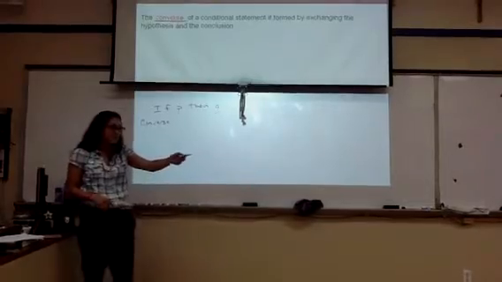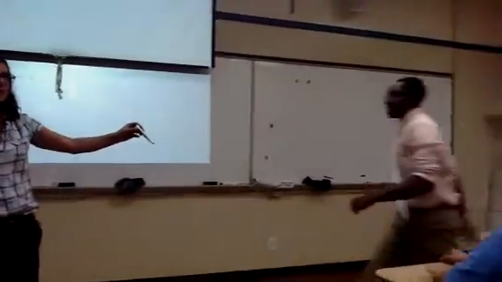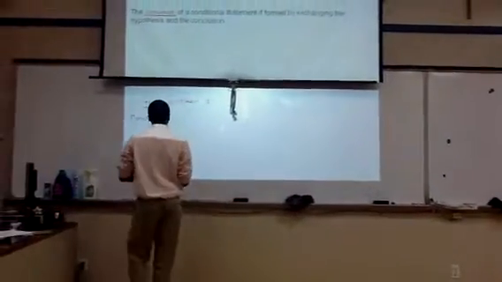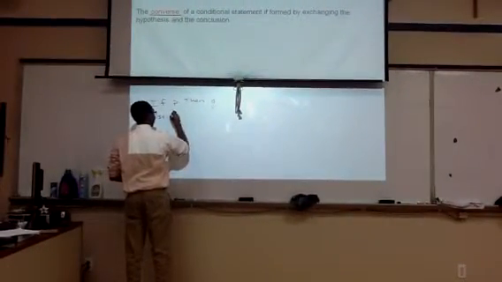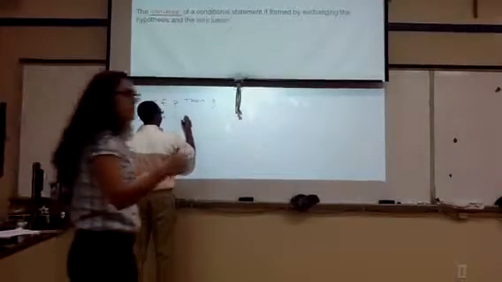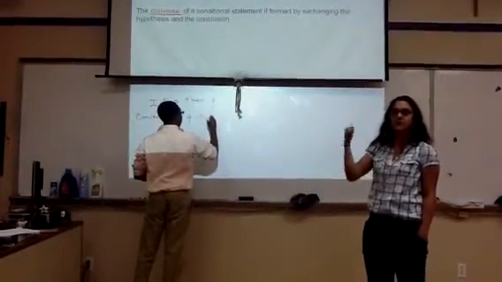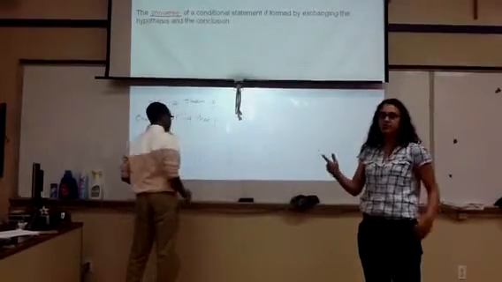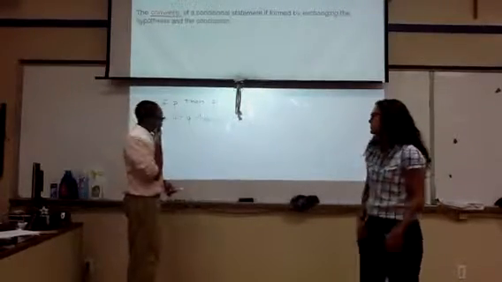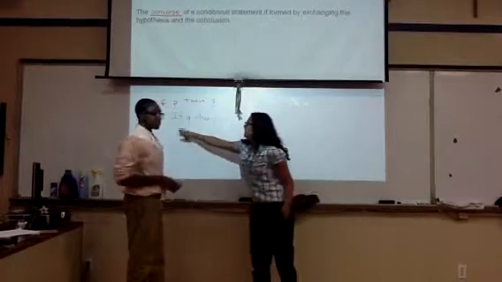How would we write the converse? We're just going to switch the hypothesis and the conclusion. Remember, what comes after the if is the hypothesis, and what comes after the then is the conclusion. So we're simply switching them. The converse would be if Q, then P. Perfect.